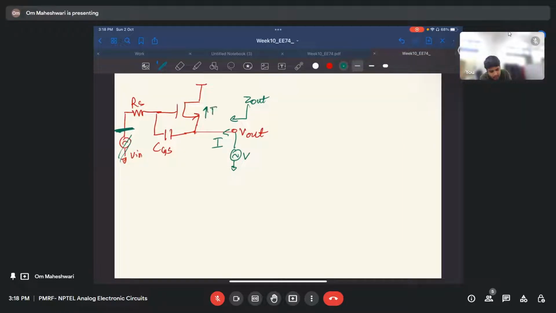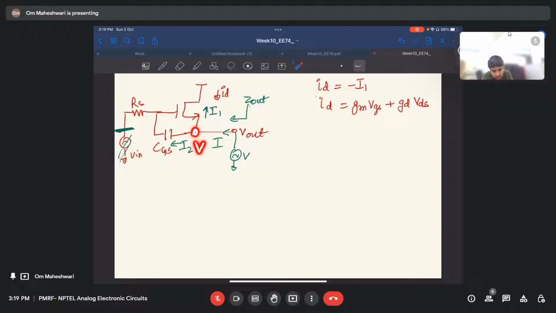Let the current in this branch be I1 and current in this branch be I2. So I1 is nothing but minus ID, right? Let me write it this way: ID equals minus I1. We know ID equals GM VGS plus GD VDS. Now if at this node it is V, we cannot say that this node is at ground, right? So VGS will not be equal to minus V. We need to find the voltage at this node.